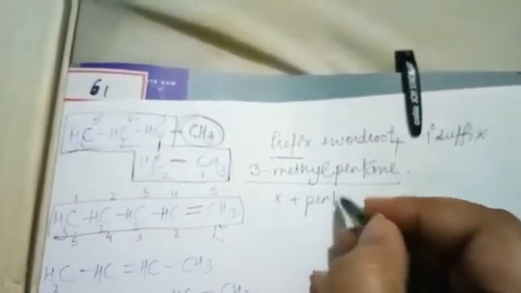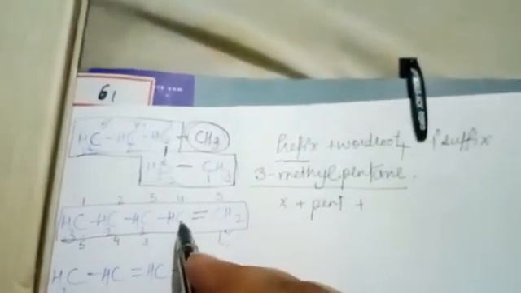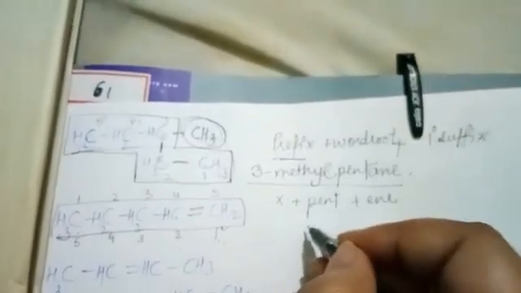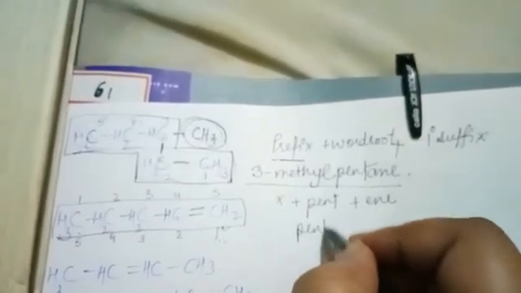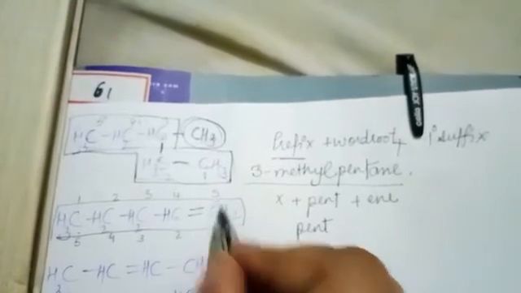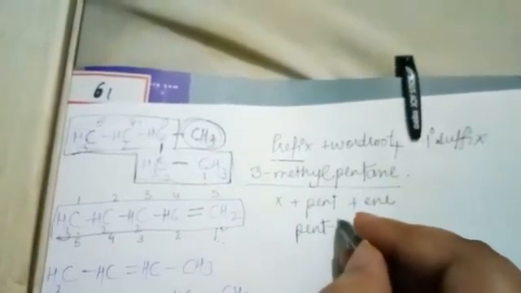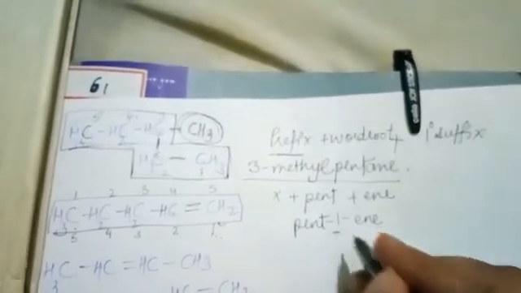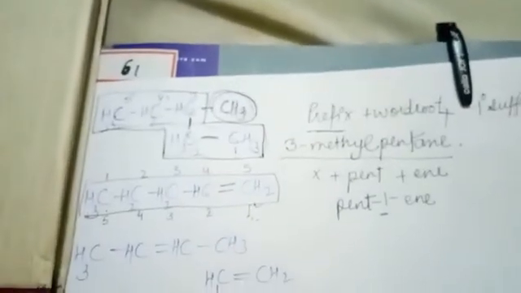As 5 carbons are there, the word root is pent, plus the primary suffix. Now as there is one carbon-carbon double bond, the suffix will be -ene. So what is the name? Pent. As the double bond is present on the first carbon, so pent-1-ene. The 1 here tells you that the double bond is present at the first carbon. Get it? So this was example number 2.